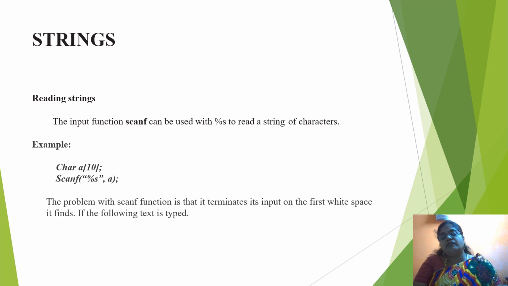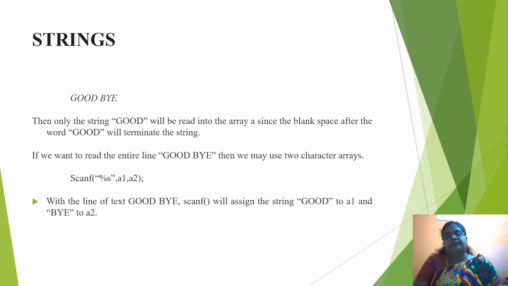Reading strings. The input function scanf can be used with %s to read a string of characters. Example: char A[10]; scanf("%s", A). So it gets the input of character elements. The problem with scanf is that it terminates its input on the first white space it finds. With the text typed, good bye, only the string good will be read into the array, since the blank space after the word good terminates the string. If you want to read the entire line, we may use 2 character arrays.